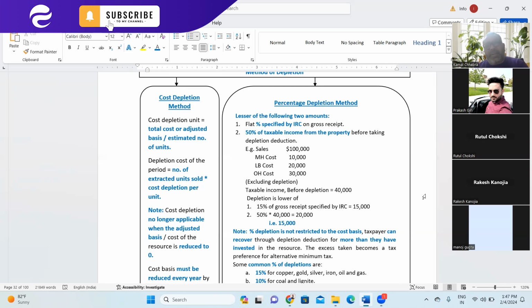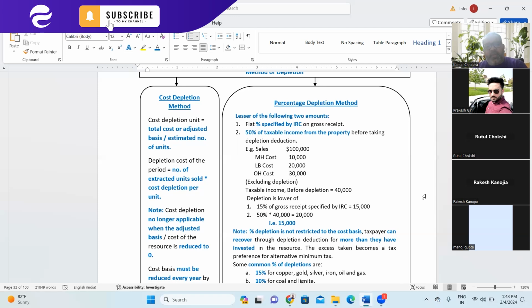That is also acceptable as per IRS. Or 50% of the taxable income from the property before taking the depletion deduction. So whichever is lower. Either the government rate provided or 50% of the taxable income, whichever is lower.